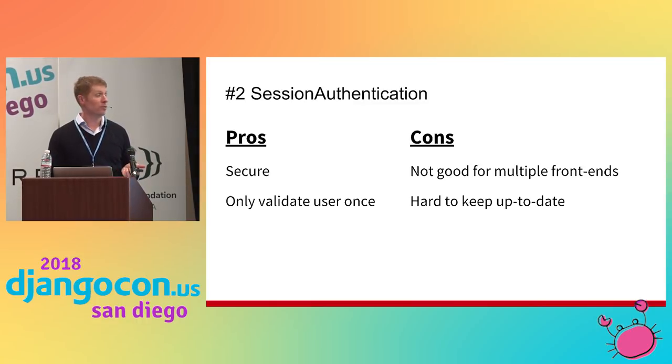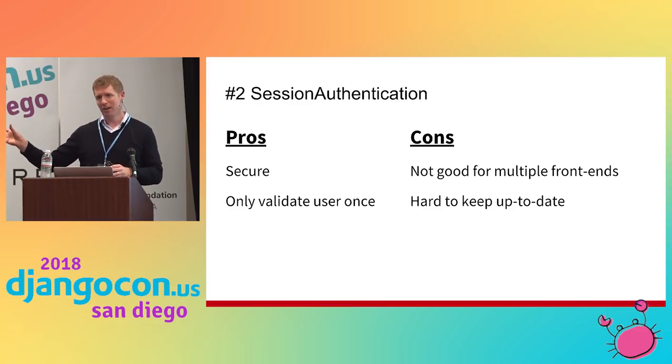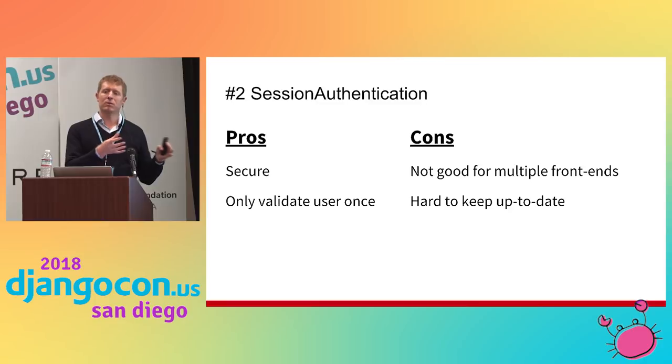It's not good for multiple front ends because the session, you know, if I'm logged in on my website and on my iOS app, you can only have 1 session per user. How do you handle that? Also, on large apps, you can have problems of scale where you have multiple servers. Things are changing. How do you keep the session object between multiple servers up to date? That can be a challenge. But basically, cookie session, that's the default way that traditional websites work. It's quite secure. Django uses it.